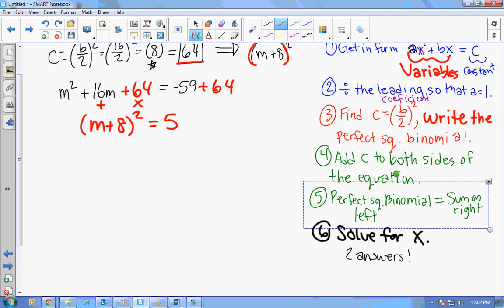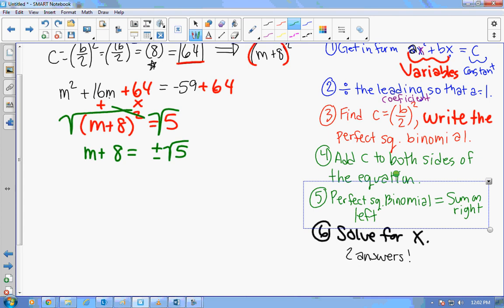Yeah, step 6, solve. So we square root both sides. Now the square root cancels out the square, so I just have m plus 8. What must I write by the square root 5? Plus and minus. I leave a little gap because something's going to go there. What's going to go there?